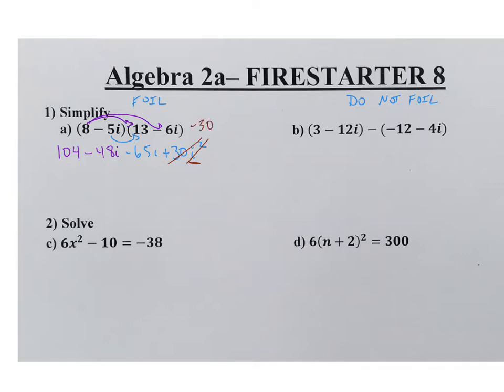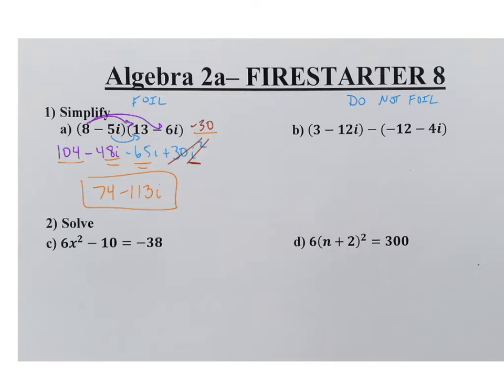So now I'm going to combine my like terms. 104 minus 30 is 74. Minus 48i minus 65i is minus 113i. And that's it, done.